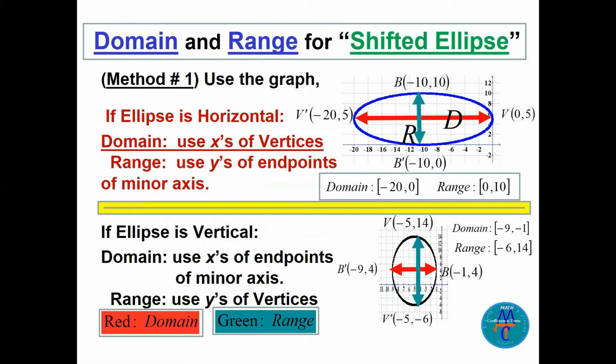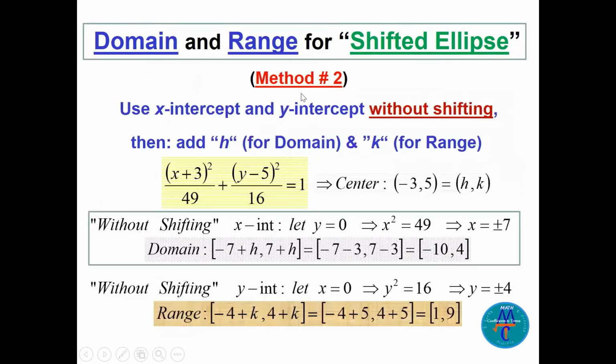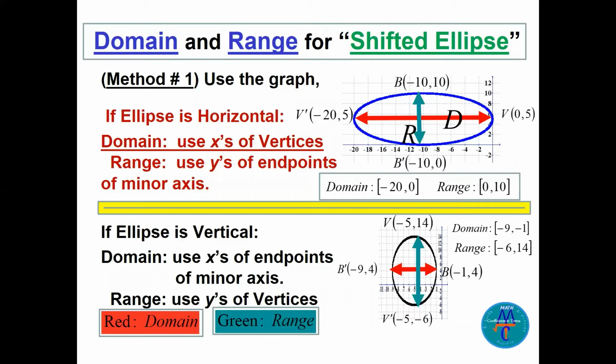Now, in these coming slides, I will show you two methods for finding the domain and the range for a shifted ellipse. It's not that easy, but it's up to you which method you use. I will explain both. Method number one: use the graph, if we have the graph. Method number two: use the x-intercept and y-intercept without shifting, then add h for the domain and k for the range. Many people prefer method number two. But if you have the graph, method number one is better.